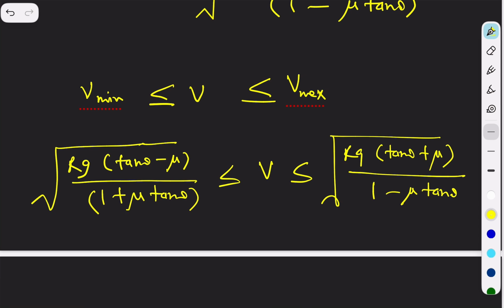Now in the next lecture we will see some examples on this, that how we can use these concepts.